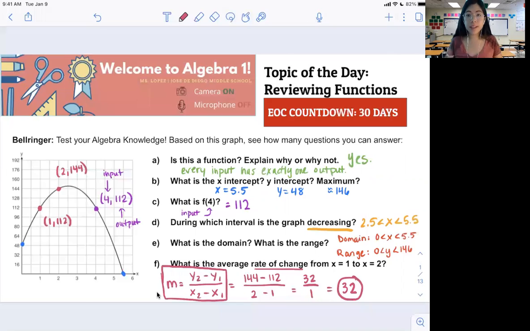So this bell ringer, like I said, is covering everything that we're going to talk about today. So if there's any one of these that right now you're not so sure about, I want you to write it down in your notebook. Just write, okay, I need to review domain and range, or write that you need to review function notation. Just make a little note for yourself so that you know when to pay the most attention as we go through class. I'll give you guys a couple seconds to do that.